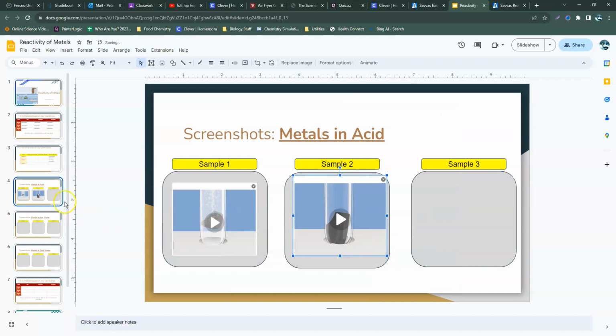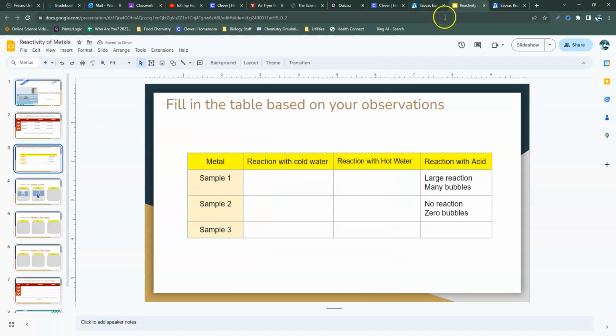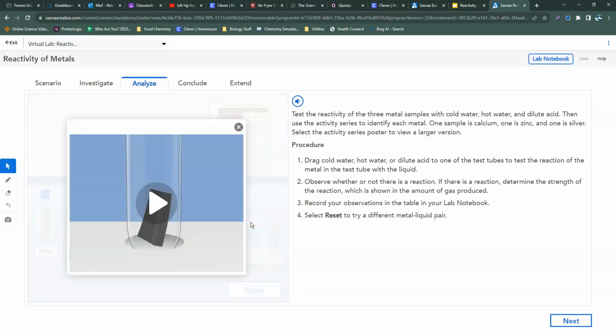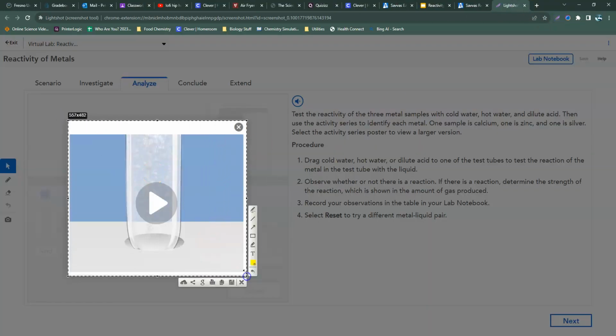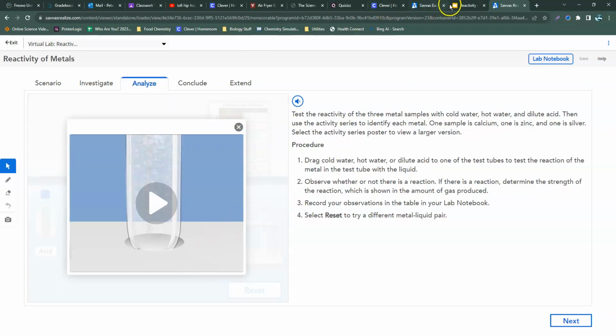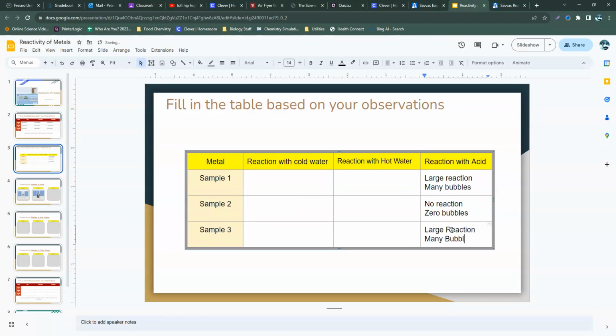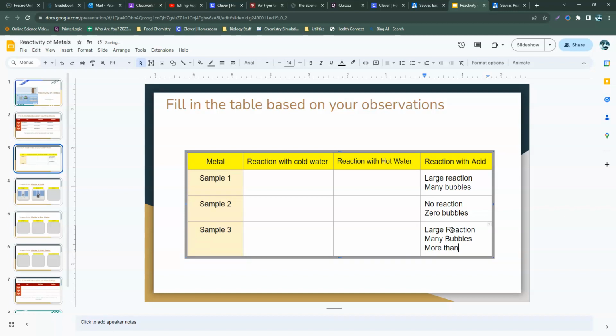And then we do acid for sample number 3. So going back to the lab, we will reset acid for sample 3. That has a really large reaction as well. It actually makes the sample disappear. Take that screenshot. That first slide, so that is going to be a large reaction. I would say that was more than the first sample.